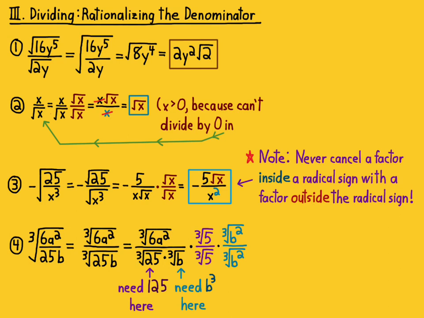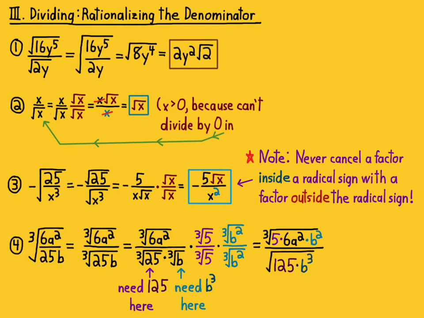See the difference? b squared. 5 squared times 5 is 5 cubed. b times b squared would be b cubed. Cube root of b cubed is b. Cube root of 5 cubed is 5. See? So you end up getting this.